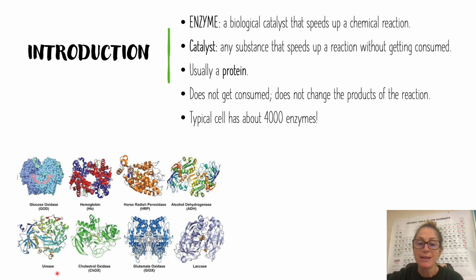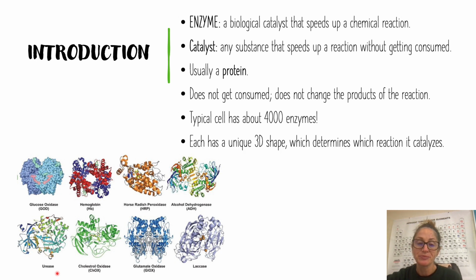Typically, a cell has about 4,000 enzymes in it. So very, very important structures. And each enzyme has a unique 3D shape, as I've shown in some examples here, and this determines which reaction it catalyzes. So its shape is very important. We talked about the shape of proteins earlier in the unit and how that folding and shape is what gives its function.